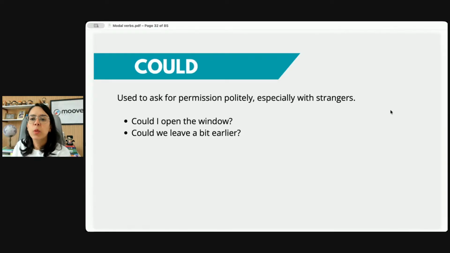And we can use could, of course, if we are in a more formal environment and if you're talking to strangers. So could you open the window? Could we leave a bit earlier?